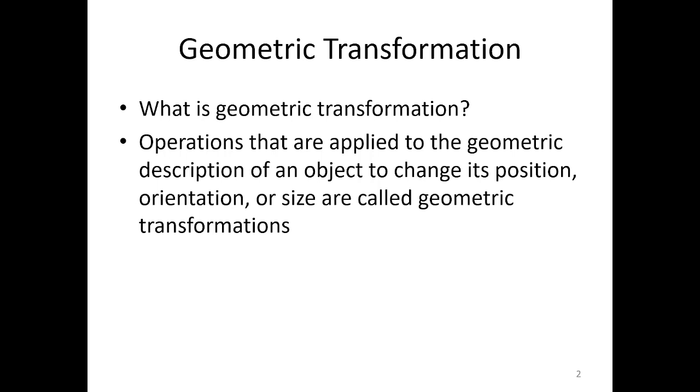So what is a geometric transformation? The operations that are applied to the geometric description of an object to change its position, orientation, or size are called geometric transformations. That is, you can change the particular geometric objects. It may be position, orientation, or size, and this is called geometric transformations.